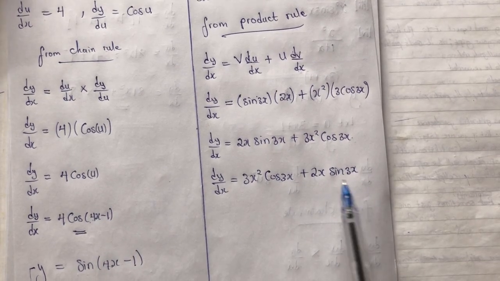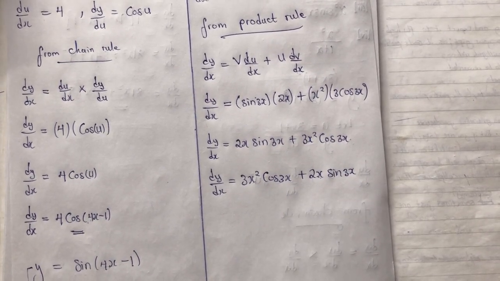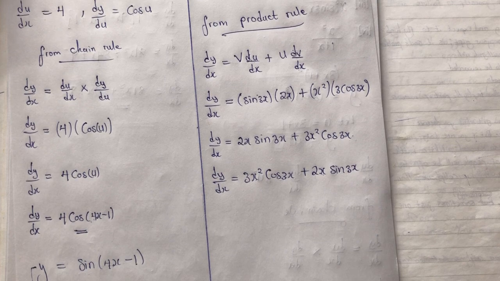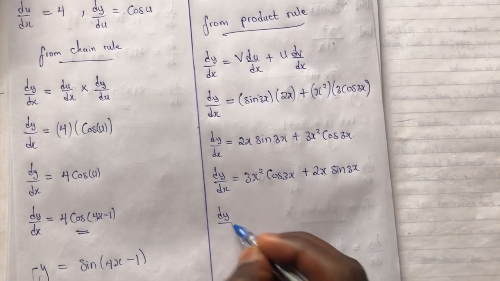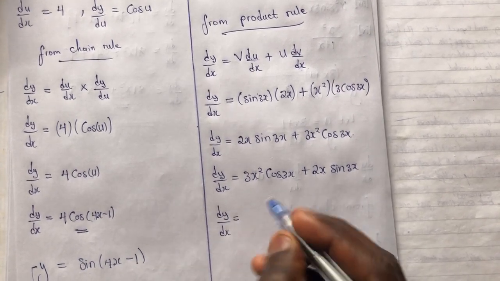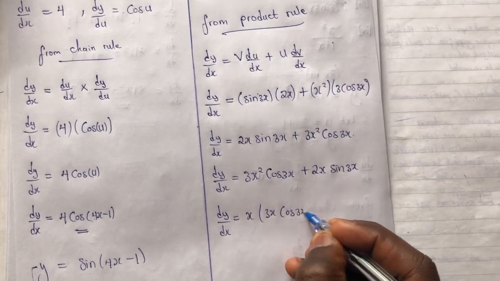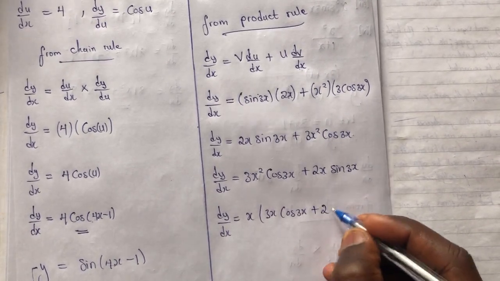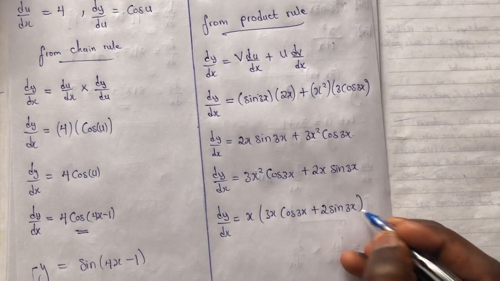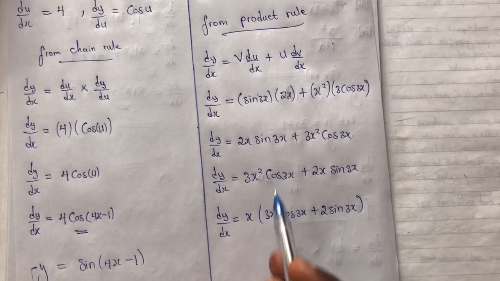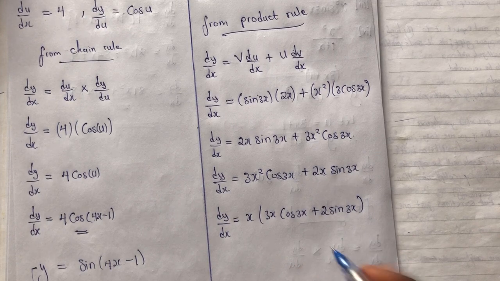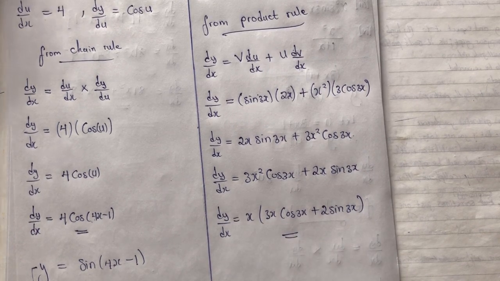So let's check. We have x here, so x is common. We can factorize x out. So dy dx will be equal to x outside, 3x cos 3x plus 2 sine 3x. And this will be our final answer.